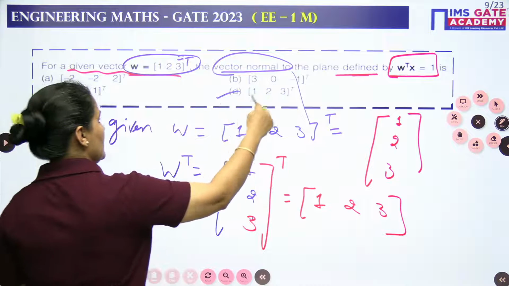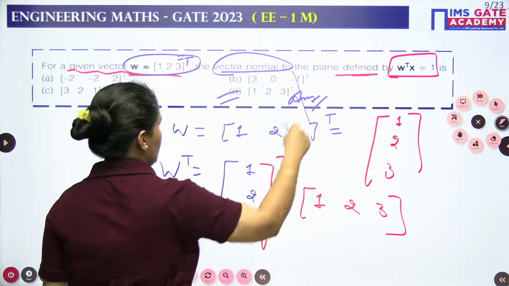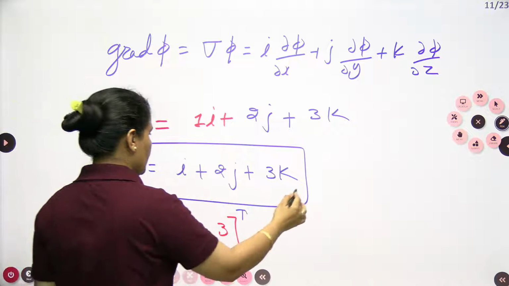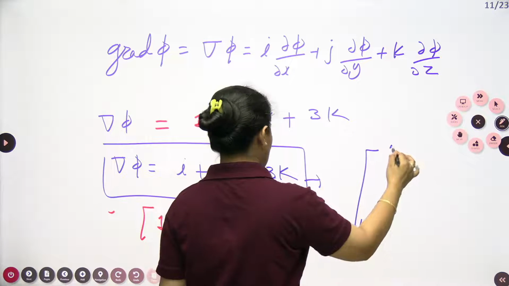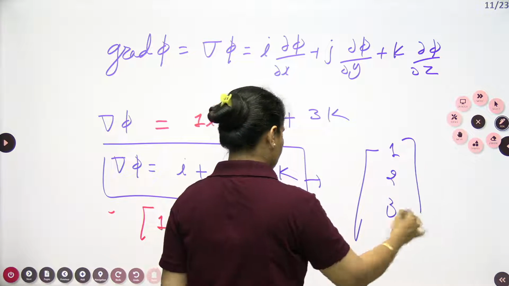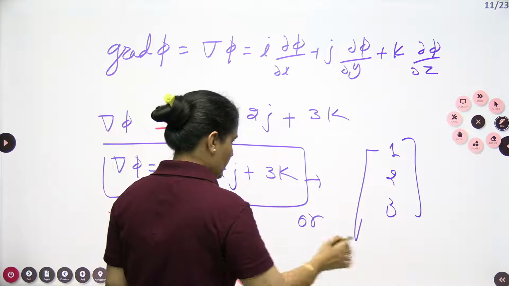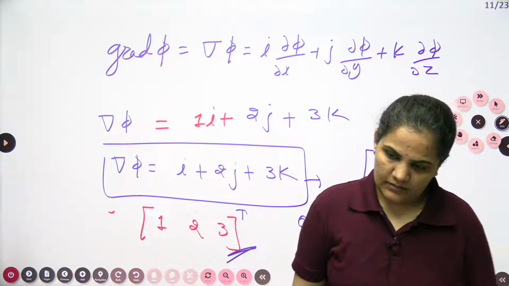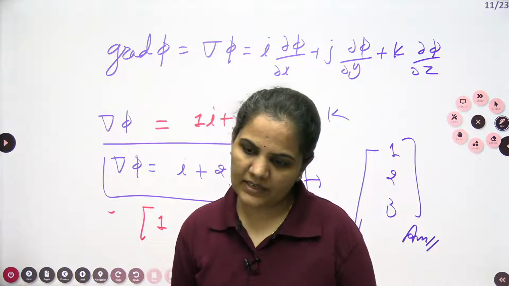So what should be your answer? Your answer should be option D, for Delhi. [1 2 3] transpose, because if you write it in the form of the vector now, it will be 1, 2 and 3. Either this one or this one will be your answer. Right? Very easily we can approach it, bacho.